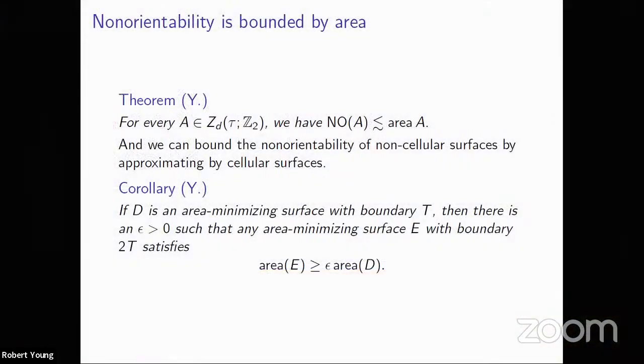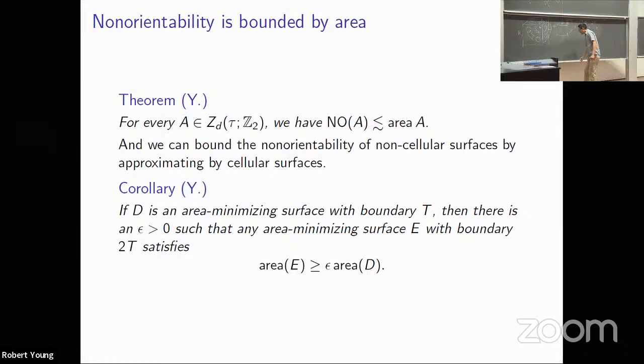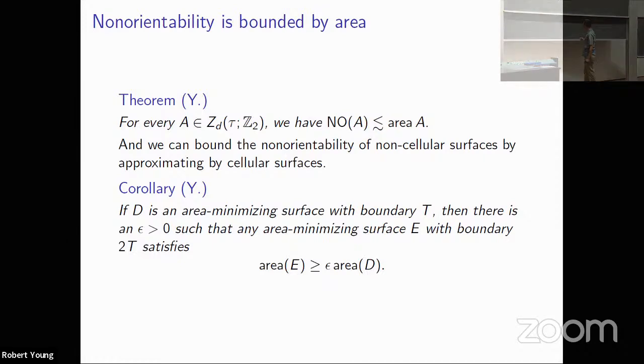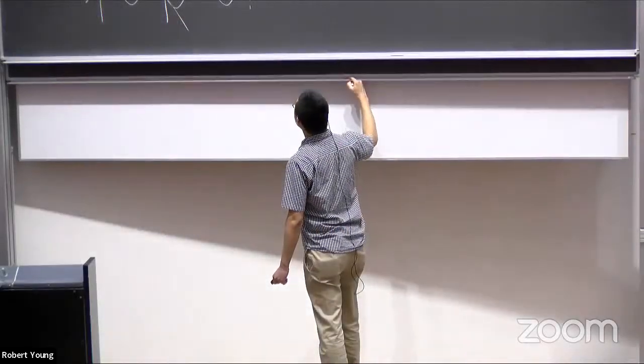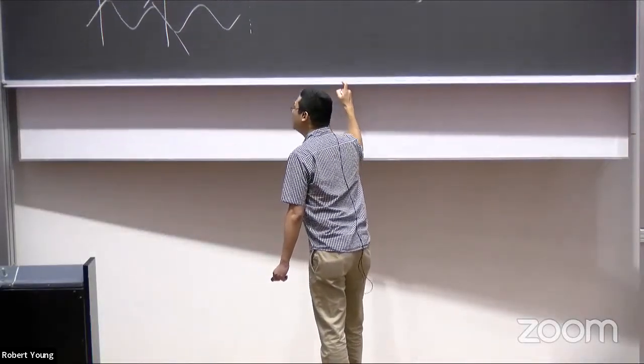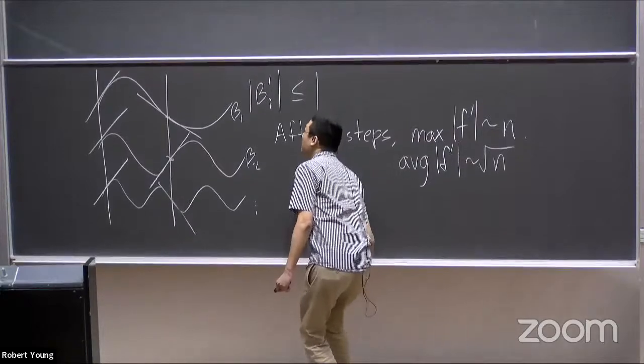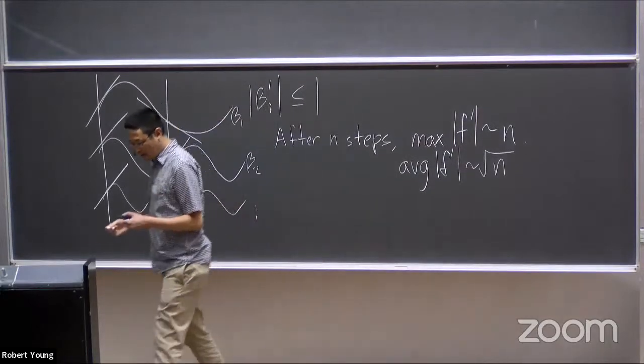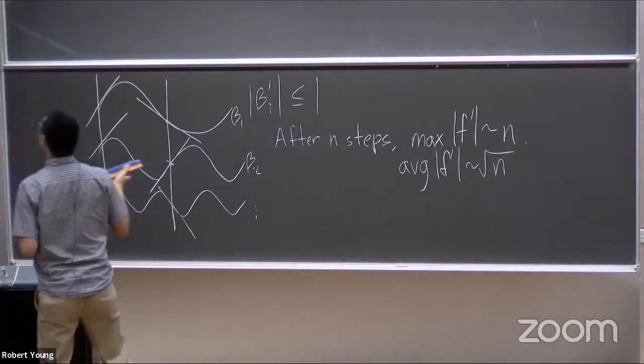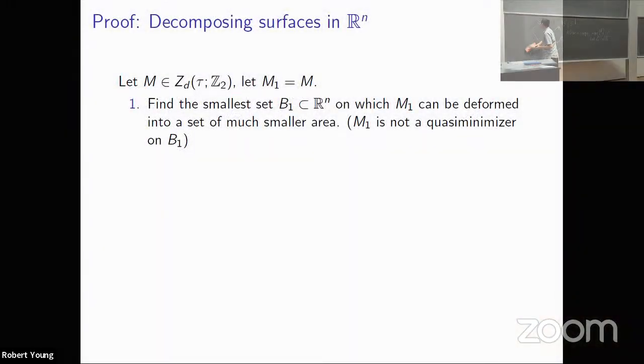But how do we do this in general? How do we say something about a general surface, an arbitrary surface? Well, what we're going to do is a similar sort of decomposition. We're going to apply a greedy algorithm to decompose an arbitrary surface into not necessarily orientable pieces, but at least into simpler pieces.